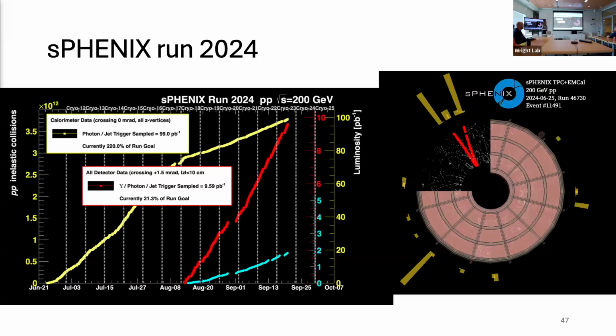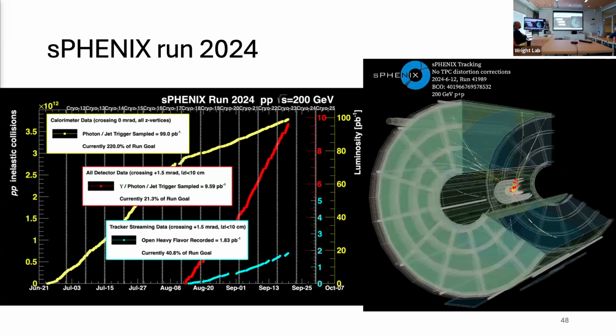The next data set is the one that requires both the calorimeters and the tracking systems. Here we started a little late because of the issues with commissioning the TPC. But you can see here that we took a good amount of data within the last section of the run. Note that the axes are different here, so don't compare the lines to each other. This is the sample that you would use for something like jet substructure, or also the upsilon measurements, which are coming from the electrons.